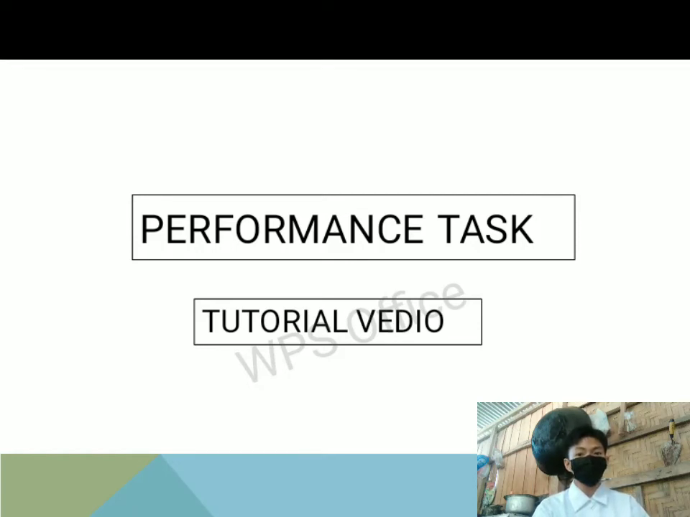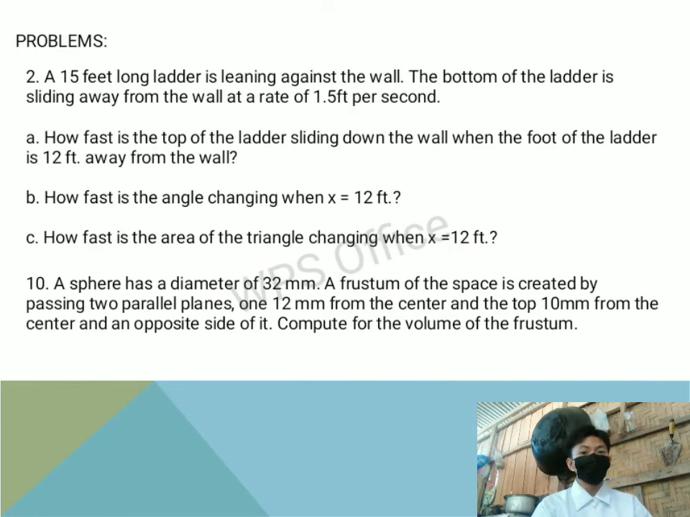So today I'm going to present a tutorial video about two problems and show the solutions. The number one problem is a 15 feet long ladder is leaning against the wall. The bottom of the ladder is sliding away from the wall at a rate of 1.5 feet per second. For this question, we have three questions that need to be answered.